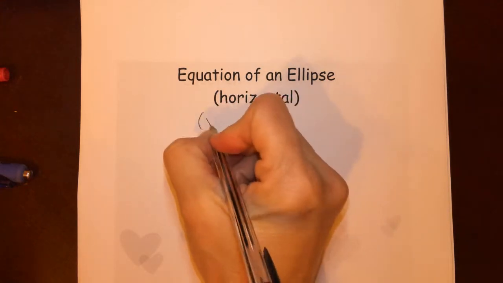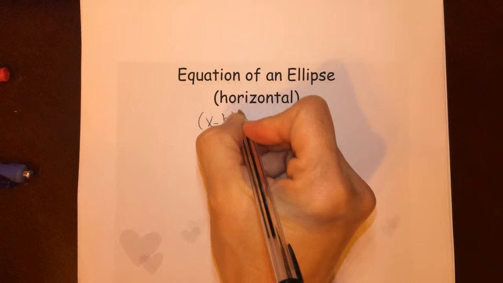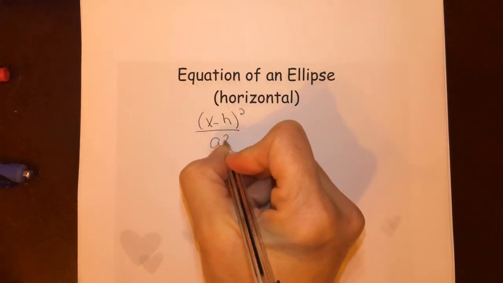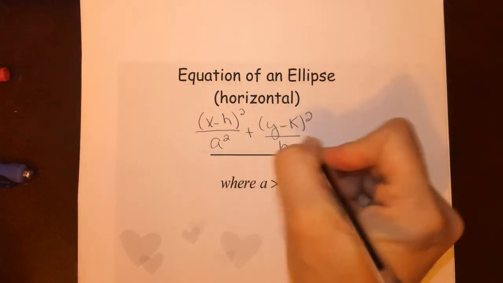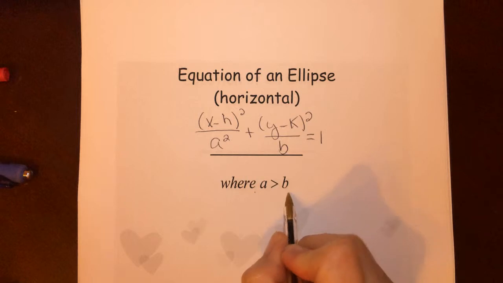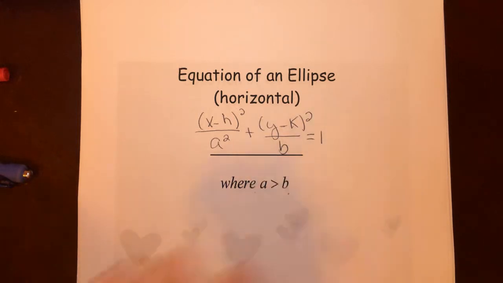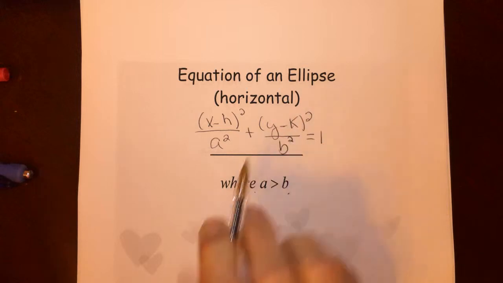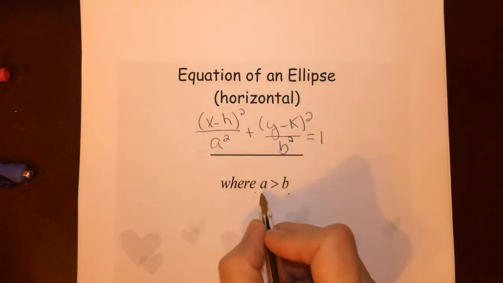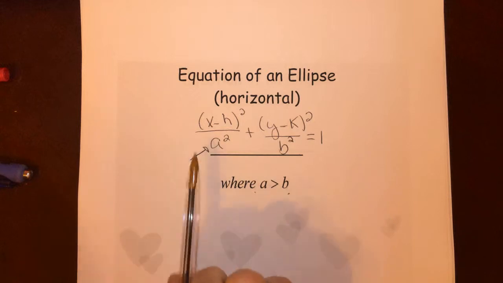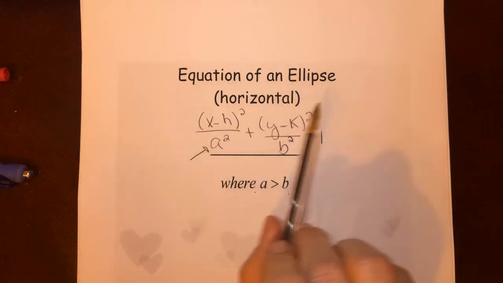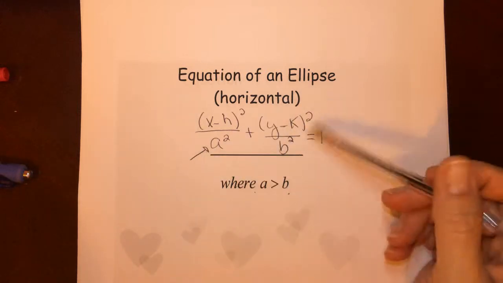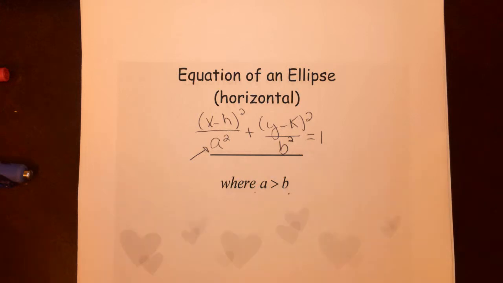The first one we're going to talk about is the horizontal. For the horizontal, the equation will look like this. Where A is bigger than B. So whenever you're trying to figure out if it's horizontal and it's vertical, you look at both the denominators, and whatever number is bigger, and we're always going to say A is bigger, wherever the A is, wherever the bigger number is, you're going to look above it. If you have an X, it's going to go horizontal. If the A, the bigger number, happened to be under the Y, it would go vertical.